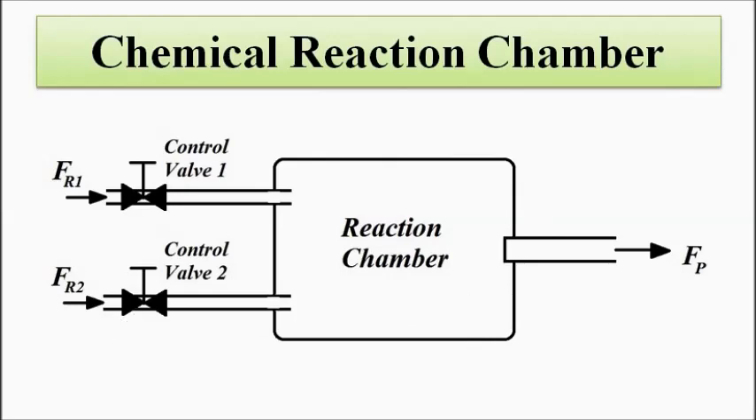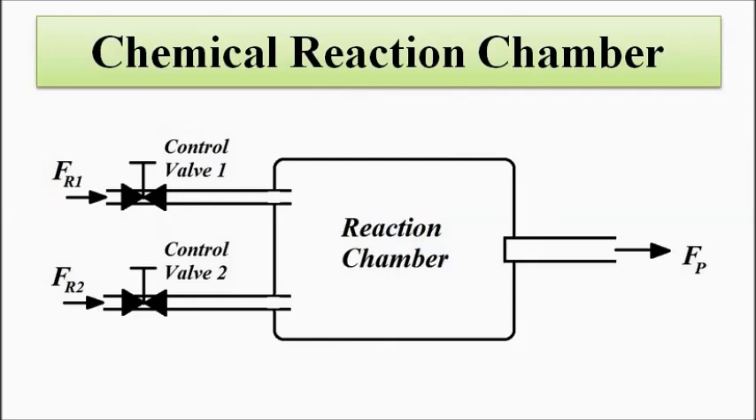The flow rates are measured with the help of certain flow sensors, which I have not mentioned here, otherwise the diagram would have been very clumsy. So the flow rates are measured with the help of flow sensors. The flow sensors send the signal to the controller, which adjusts the control valve. Similarly, the flow rate of the product, that is the output controlled variable, is also measured with the help of a flow sensor.